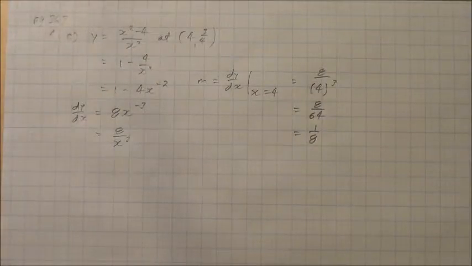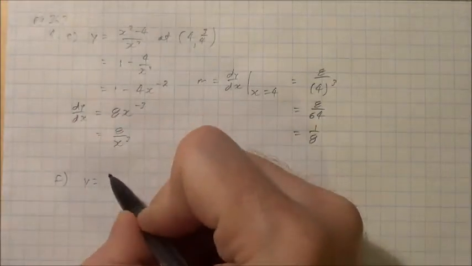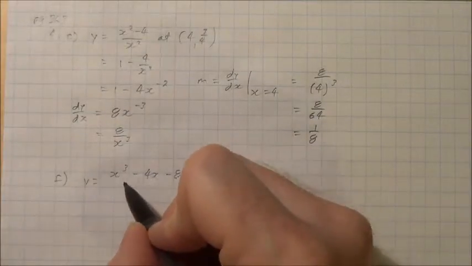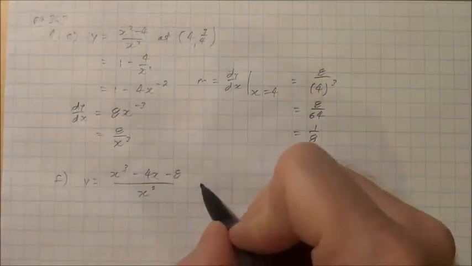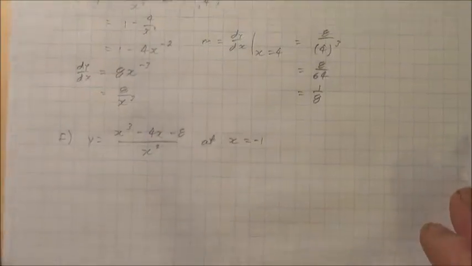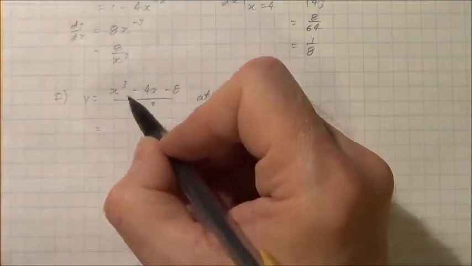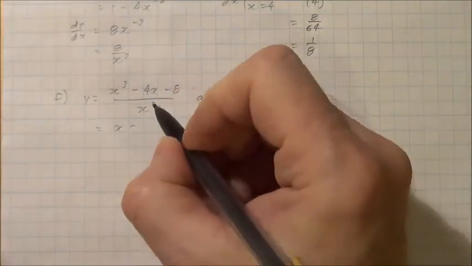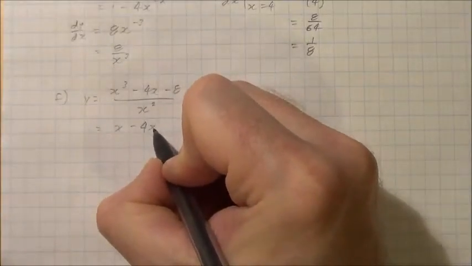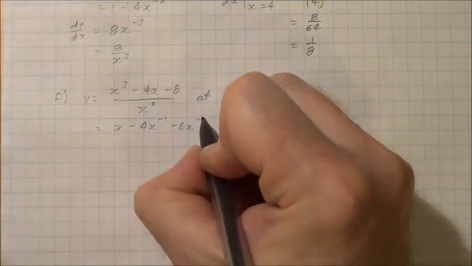And for part F, the function is x cubed minus 4x minus 8 all over x squared. We're evaluating the gradient of that curve at x equals negative 1. So I'll rearrange this. x cubed over x squared is just x. Negative 4x over x squared is minus 4x to the negative 1. And negative 8 over x squared is negative 8x to the negative 2.